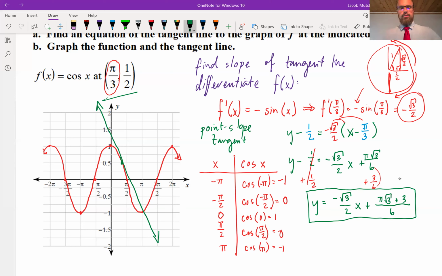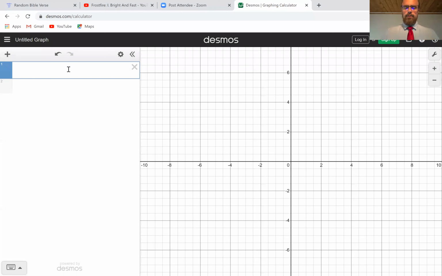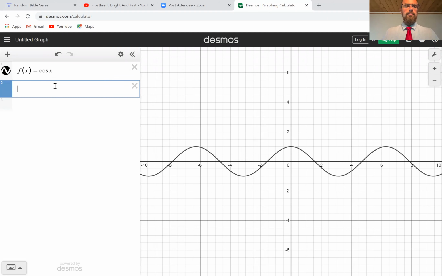What I'd like to do is just check that on Desmos. So I'm going to just quickly go to Desmos, and I just want to check to see, is that in fact a good tangent line? So I'm going to jump over to the graphing calculator, and I'll put in our original function. So that's f of x equals cosine x, and there's that curve.